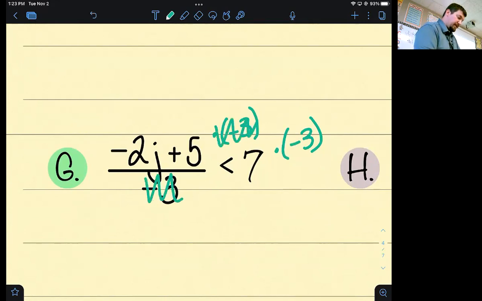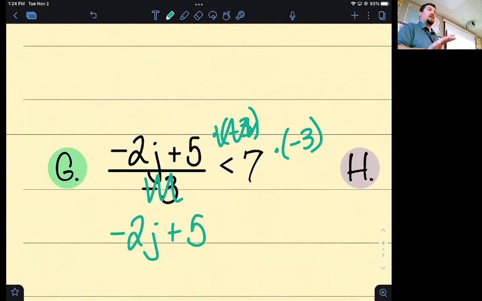That's just going to leave us with -2j plus 5. So literally nothing happens on the left side. Just get rid of the fraction, get rid of the bottom part. On the right side, Owen, what's 7 times -3? What else? Sky? Yes, we have to flip the sign. Good job. We just divided both sides by a negative, so we have to flip the sign.